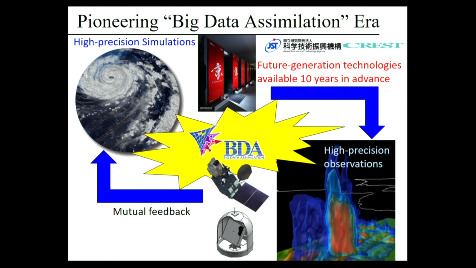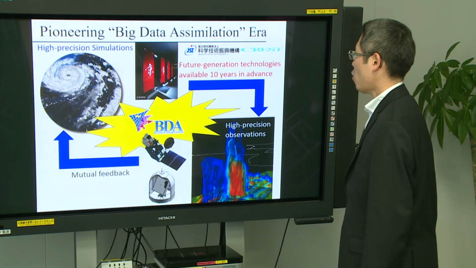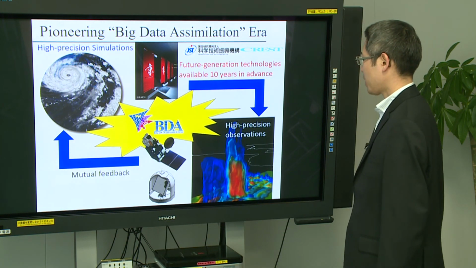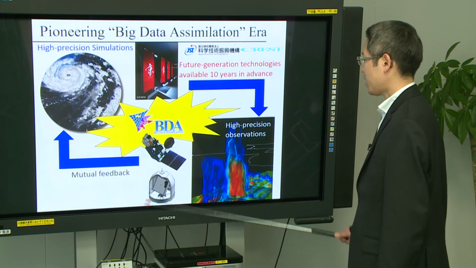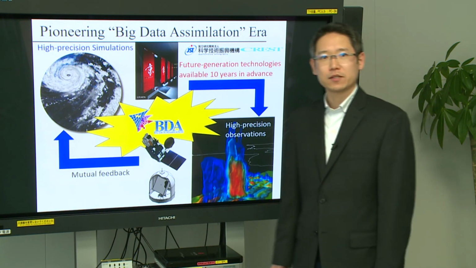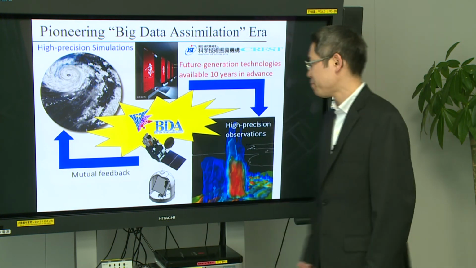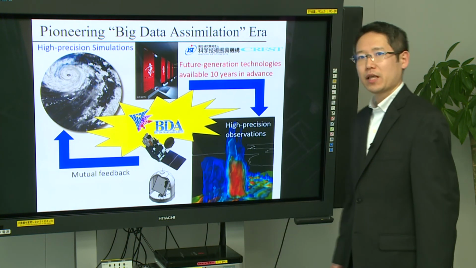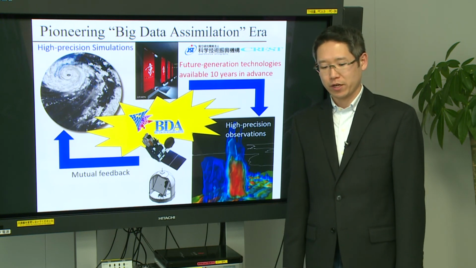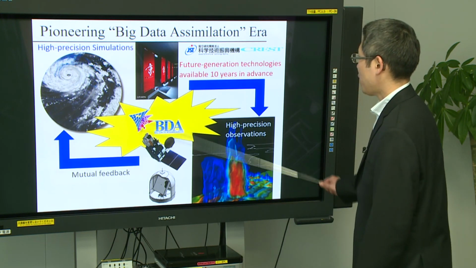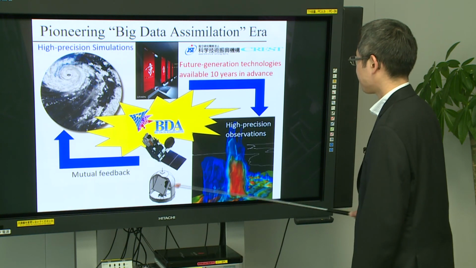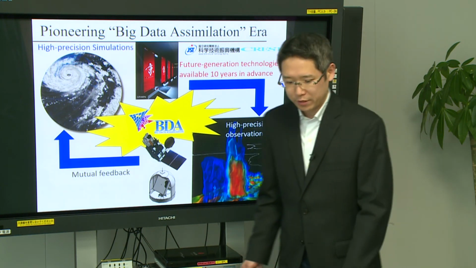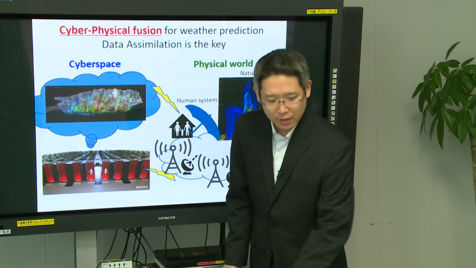So what I've shown is just a part of a bigger research project on this big data assimilation project, where we use the K-computer and Himawari 8, as well as a new radar system known as the phased array weather radar, and that produce 100 times more data than the previous generation. And we combine these technologies to make the new weather prediction.